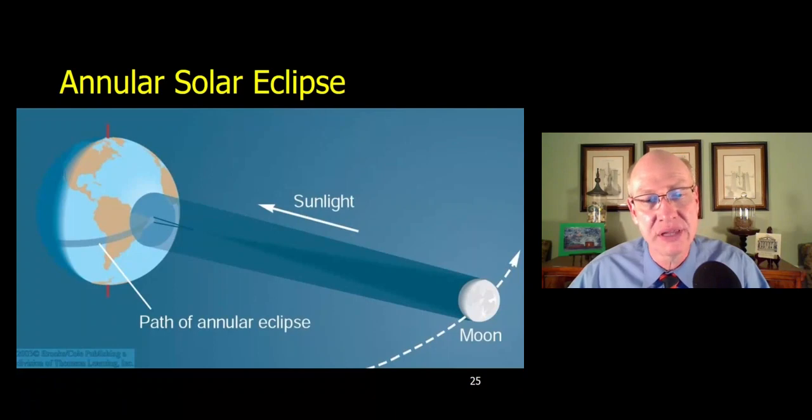An annular eclipse is what happens when that ice cream cone, the umbra of the moon, comes to a focus before it hits the surface of the Earth. So anyone that is on that center line on the Earth is going to miss a total eclipse because the moon is not quite big enough to cover the sun. But what they will get instead is an annular eclipse, or a ring of fire, as they're sometimes called. Annular eclipses are spectacular.